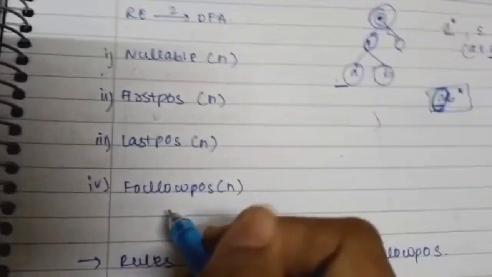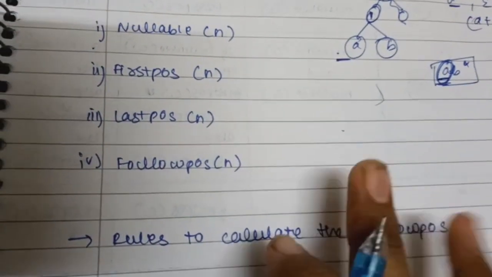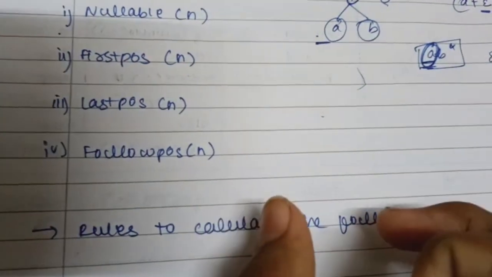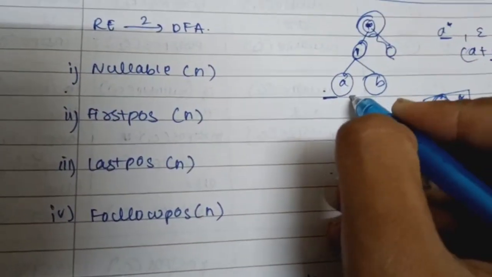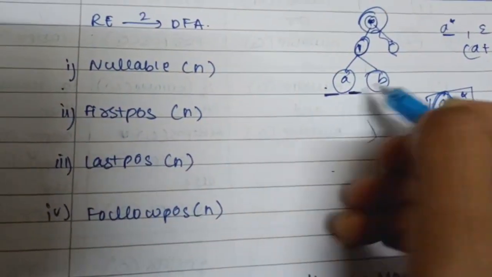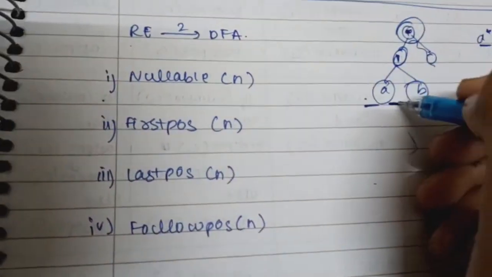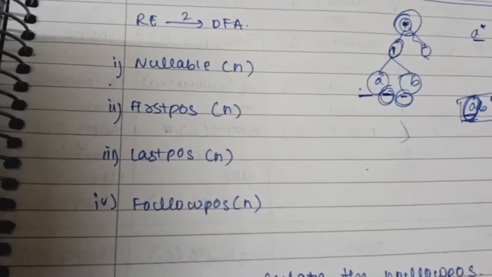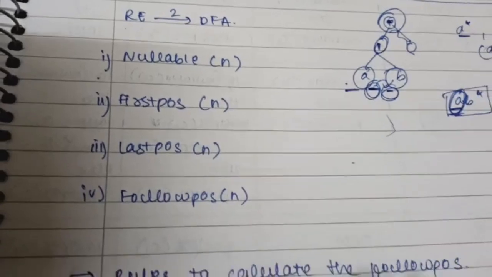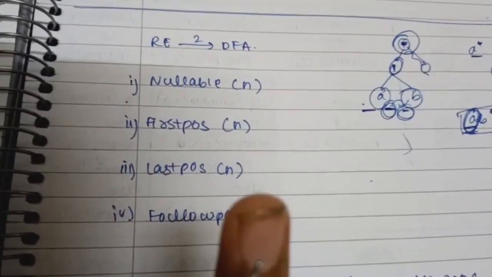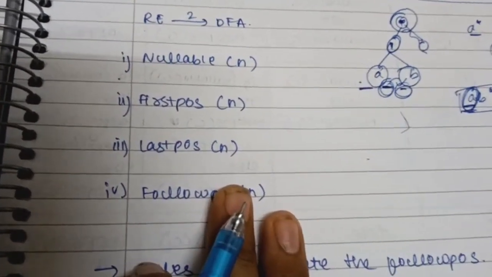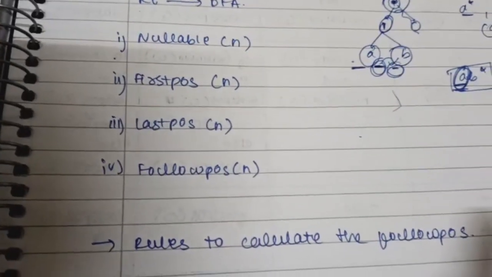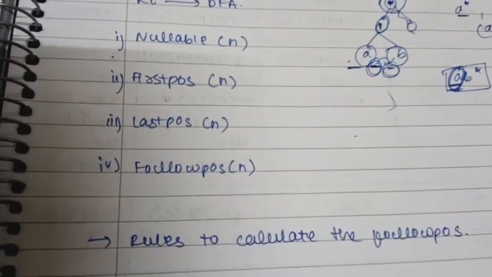In the same way, let's go to the follow position. This is a bit more involved. It tells us which positions can immediately follow a given position in the syntax tree. For example, I have the last position of A and the first position of B. So the follow position of A will be the first position of B, because it is followed by it. There are different rules for calculating the follow position, and we'll calculate the follow position only for the star operator and the concatenation operator. I'll explain that later.